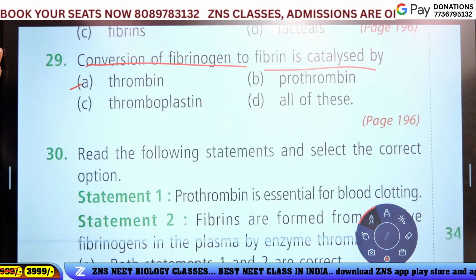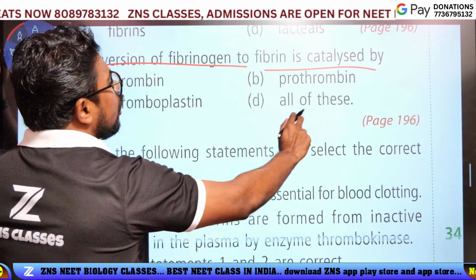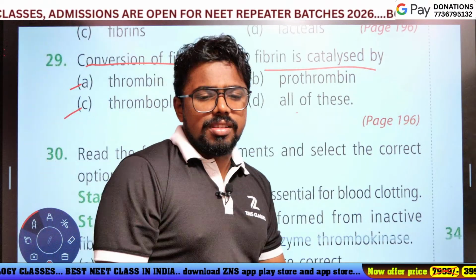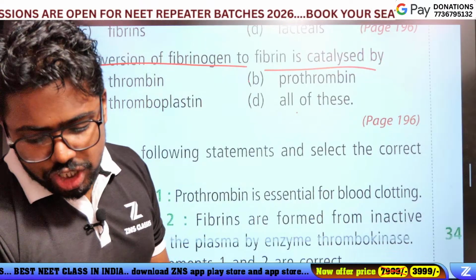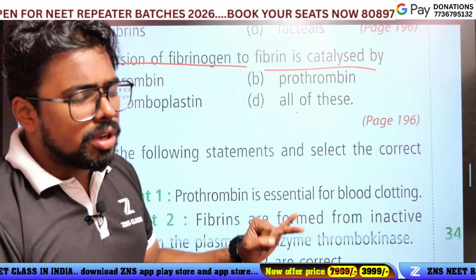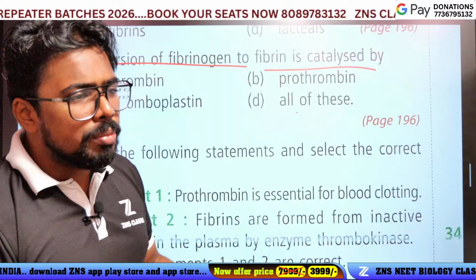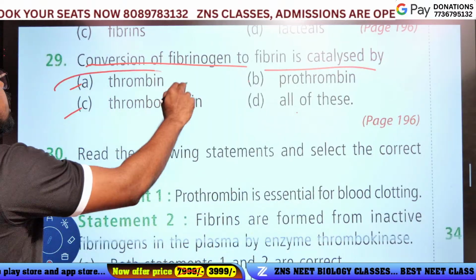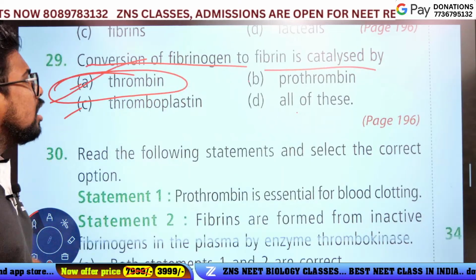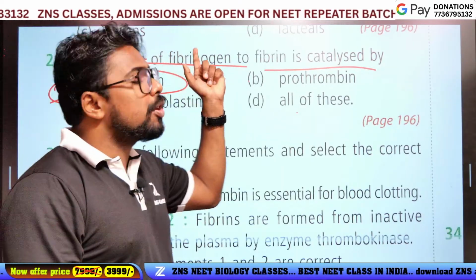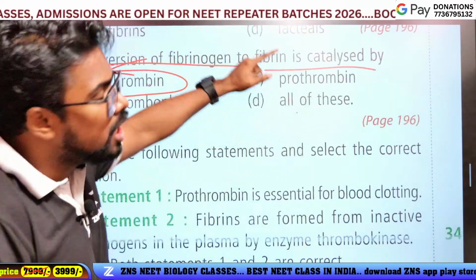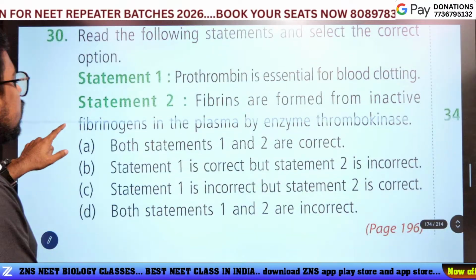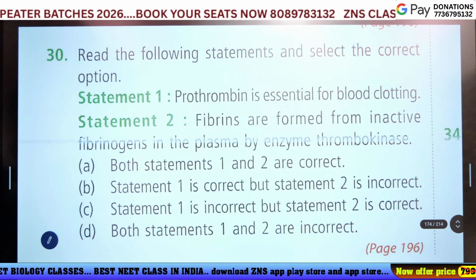Thrombin, thromboplastin, prothrombin, and all of these. Which is the answer? The platelets, tissue thromboplastin, thrombokinase, prothrombin, thrombin. Fibrinogen into fibrin by thrombin. Option A, thrombin, is the answer. Thrombin converts fibrinogen into fibrin. Option A is the answer. Come on, next question.